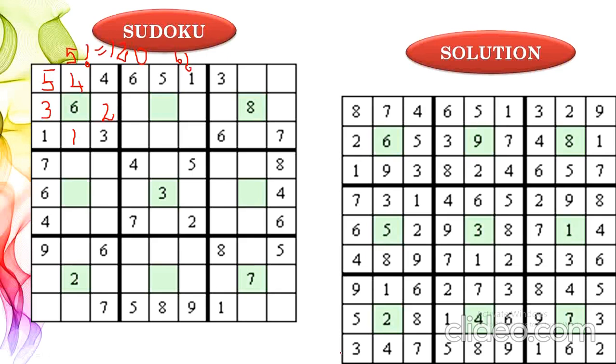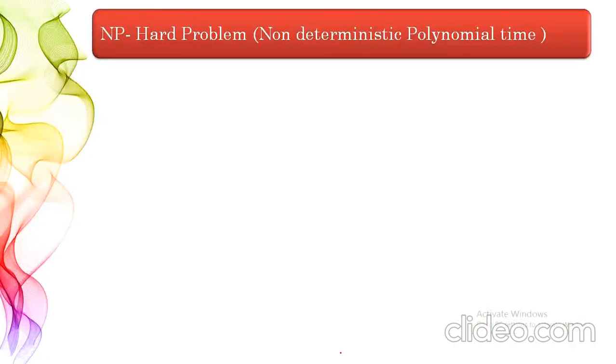So P is nothing but, it is very easy to solve in polynomial time. NP is, it is difficult to solve in polynomial time. It leads to exponential time, but we can verify the solution in polynomial time. And the next topic is NP hard problem.